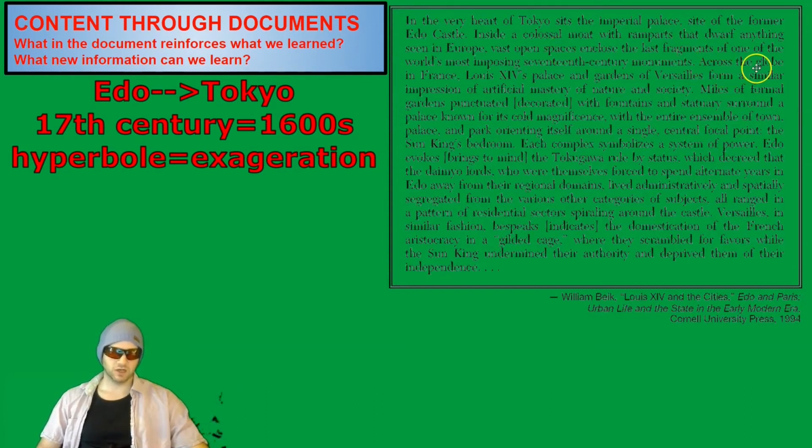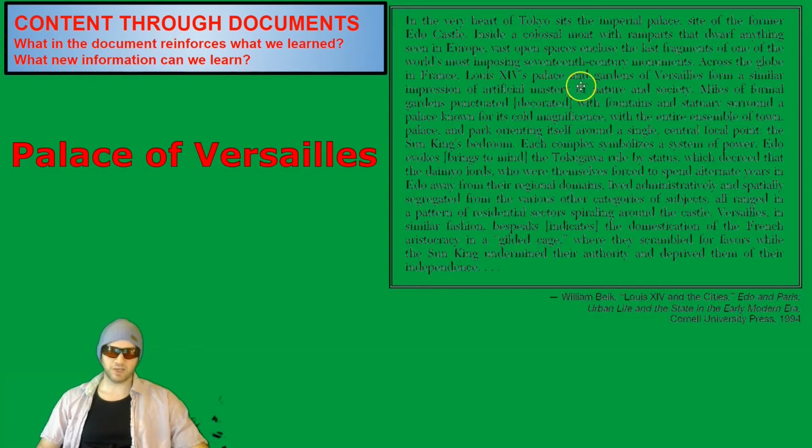Good question there. Across the globe in France, Louis XIV's palace and gardens of Versailles form a similar impression of artificial mastery of nature and society. Artificial mastery of nature. Impression of artificial. Interesting. A lot of opinions here. This is very flowery language. There's a lot of claims that I don't see backed up. I could make the counterclaim that Versailles was actually a mastery of nature. They pumped water up a massive hill and then brought it a fairly long distance to actually create water pressure in the fountains.